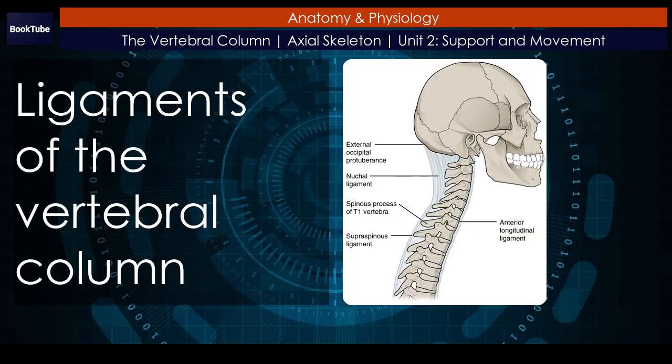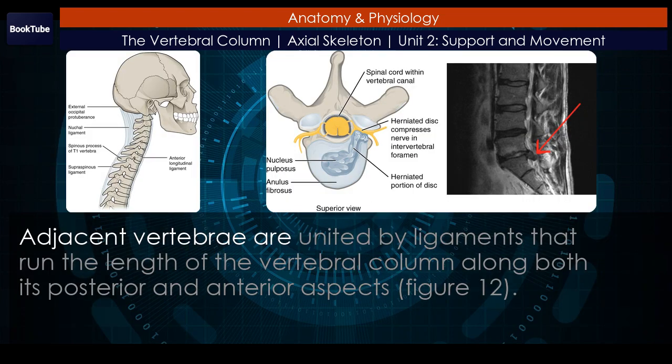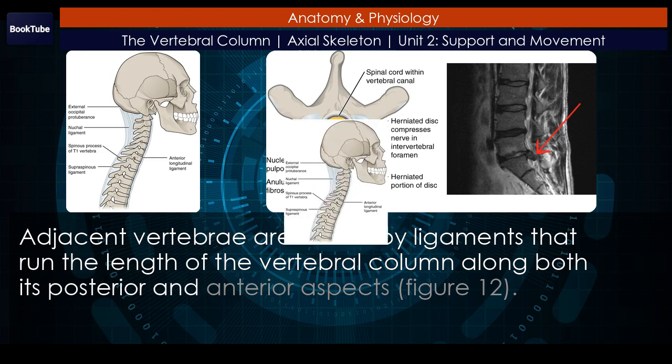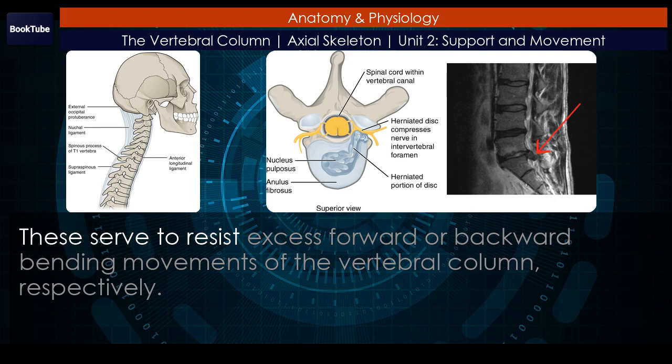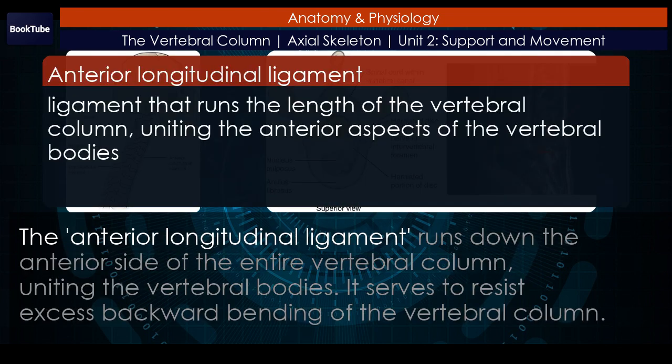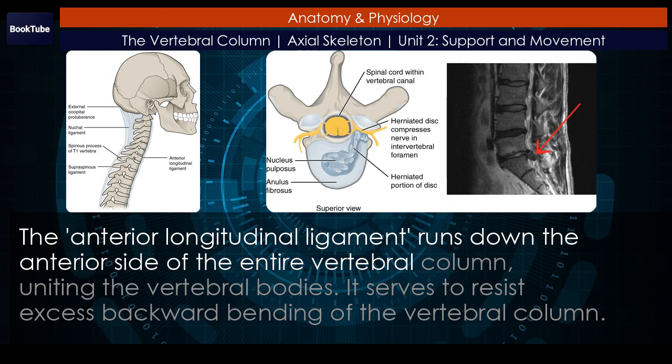Ligaments of the vertebral column. Adjacent vertebrae are united by ligaments that run the length of the vertebral column along both its posterior and anterior aspects. Figure 12. These serve to resist excess forward or backward bending movements of the vertebral column, respectively. The anterior longitudinal ligament runs down the anterior side of the entire vertebral column, uniting the vertebral bodies. It serves to resist excess backward bending of the vertebral column.